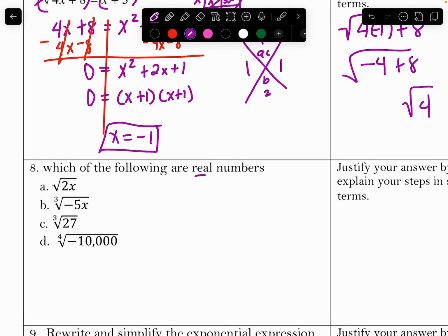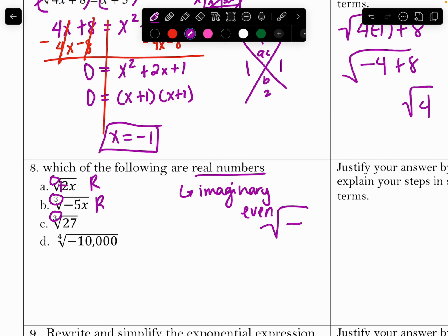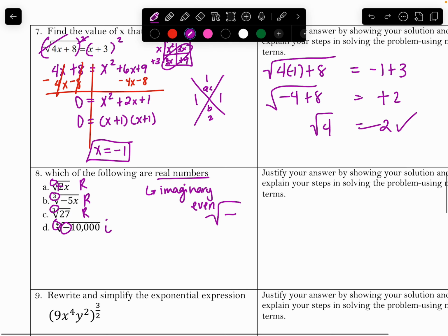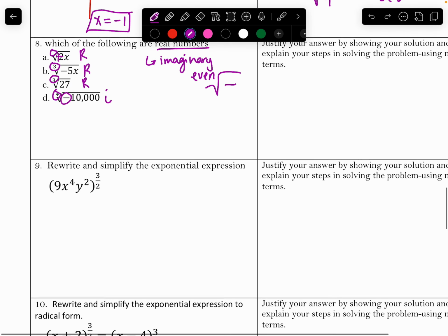Number 8, which of the following are real numbers? On the contrary, imaginary is always even negative. Oops, even negative. Always imaginary, even negative. This is even positive, real, odd, real, odd, real, even, negative, imaginary. Okay, if you want to explain this to me, just remember imaginary is always, you can write it like this, I guess. Yeah, pretty much.